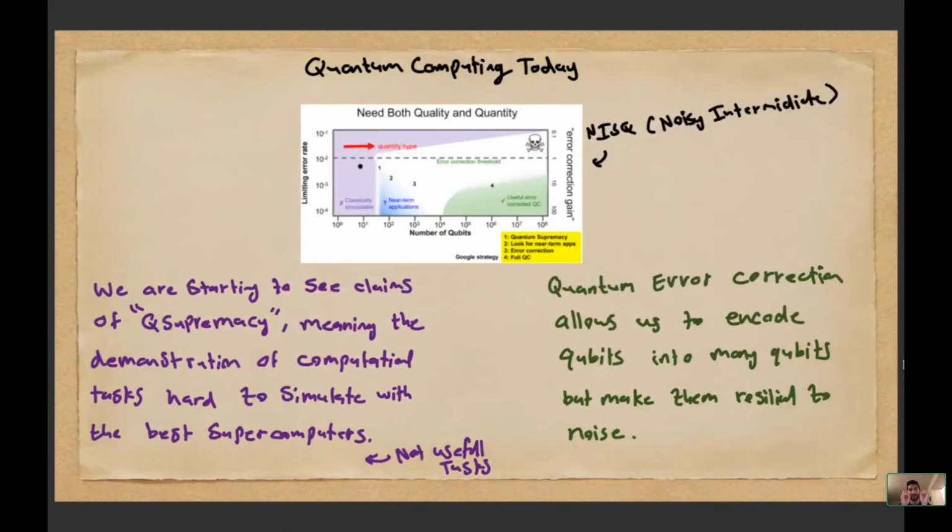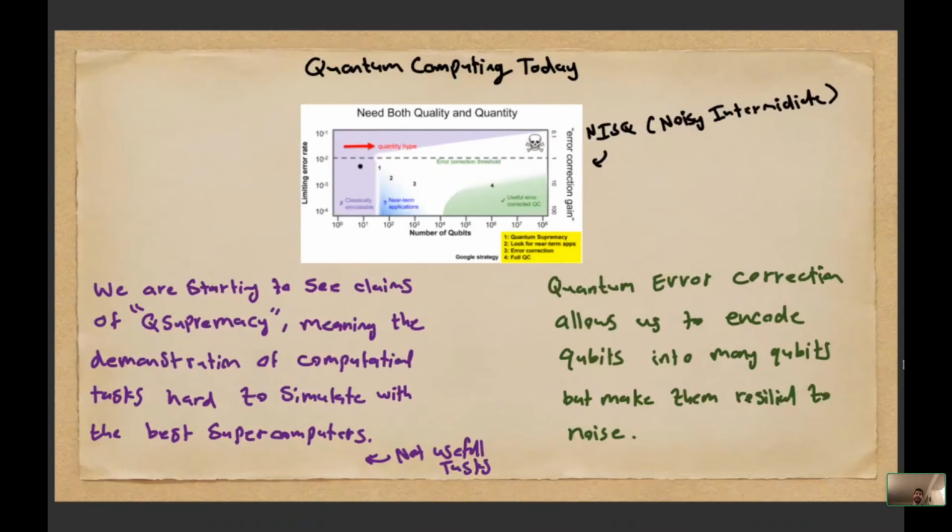Even with those restrictions, we have drifted into the era called NISQ, the noisy intermediate-scale quantum era, where while the majority of things we want to do with quantum computers are still not possible, because A, our computers aren't big enough yet, and B, they're too noisy, it's starting to be possible to do some applications on them in the near future that might be useful.